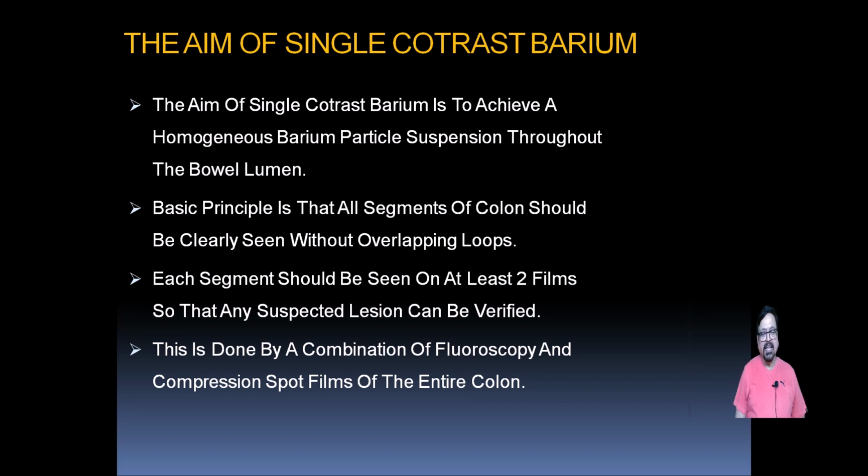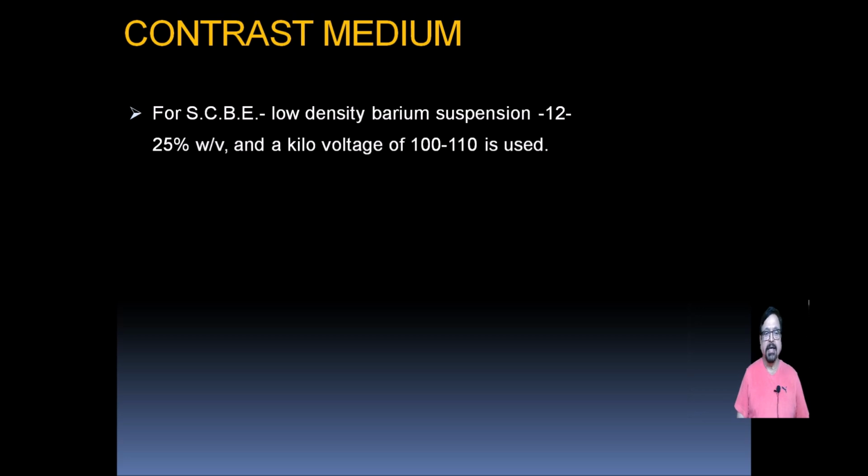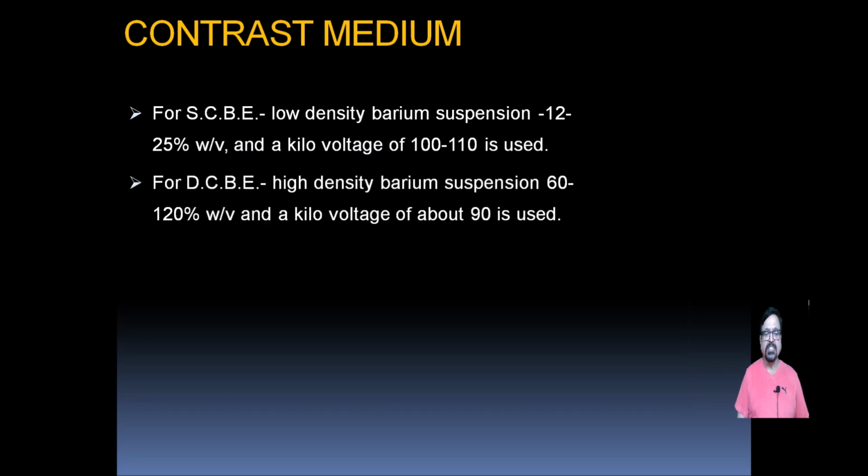Now this is done by a combination of fluoroscopy and a compression spot film of the entire colon. Fluoroscopy is required to guide a barium column which starts from the rectum and ends in the cecum. For single contrast barium enema, a low density barium suspension, that is 12 to 25% weight by volume, and a KV range of 100 to 110 is used. For double contrast, it is a high density barium suspension, that is 60 to 120% weight by volume, and the KV range is slightly lower, around 90. Radiographic technique differs from center to center as well as from machine to machine.